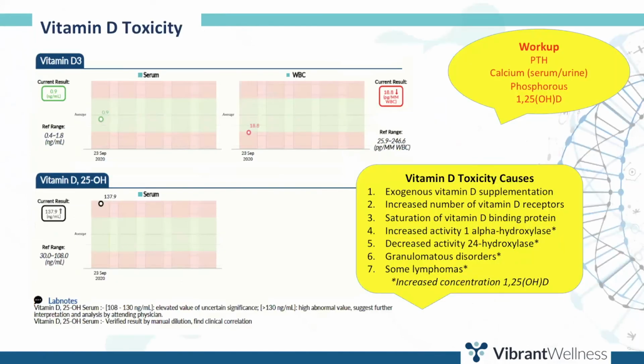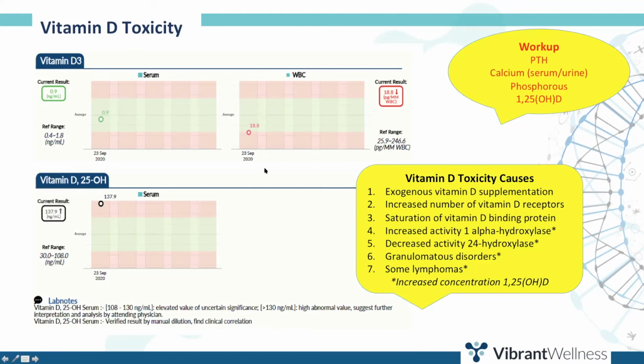Vitamin D toxicity can occur. It's less common, but we do see from time to time vitamin D up in the 108, 120, 130. This was one case of it, 137.9. The most common cause really is exogenous vitamin D supplementation. But there are also other causes like increased number of vitamin D receptors, saturation of vitamin D binding protein, increased activity of 1-alpha hydroxylase or decreased activity of 24-hydroxylase. You can also see it in granulomatous disorders and some lymphomas.